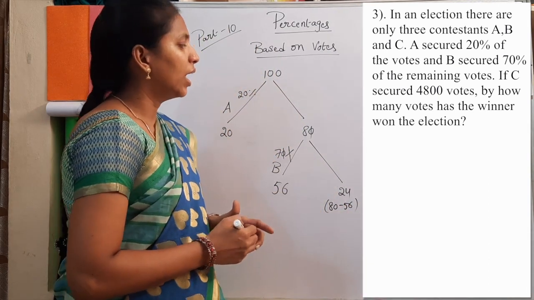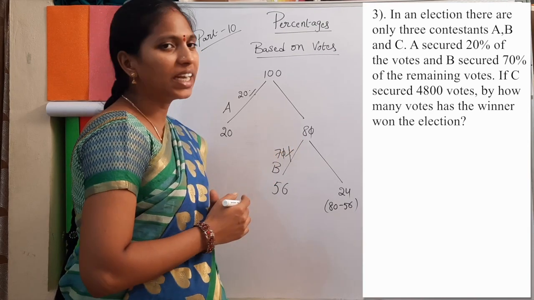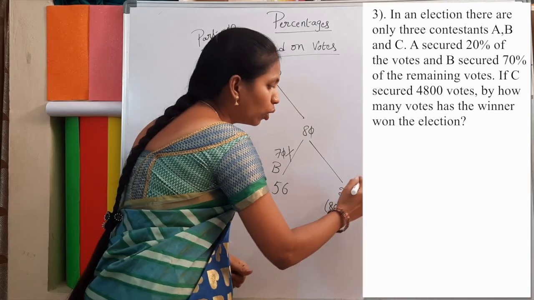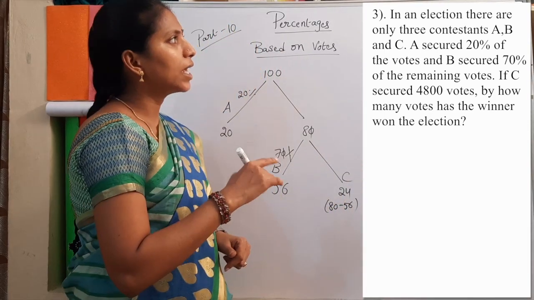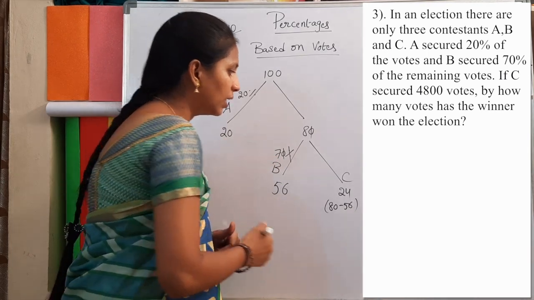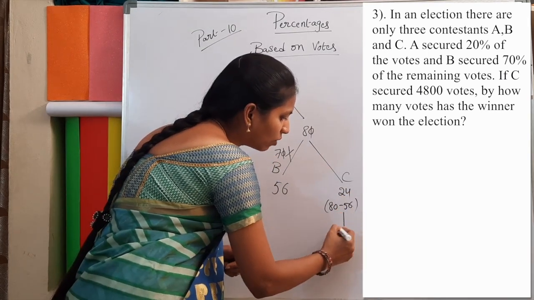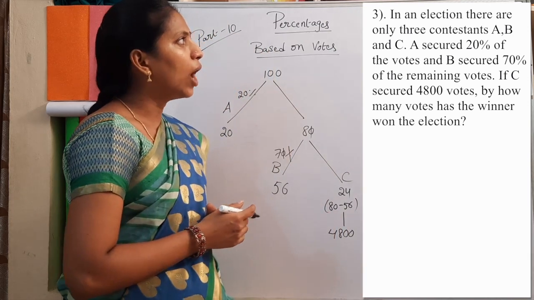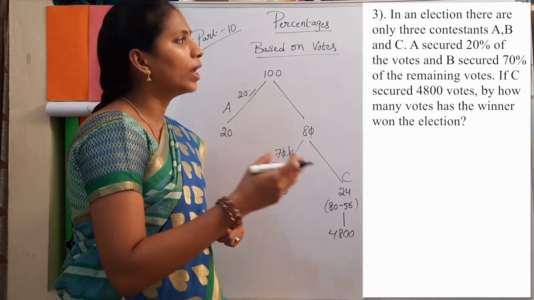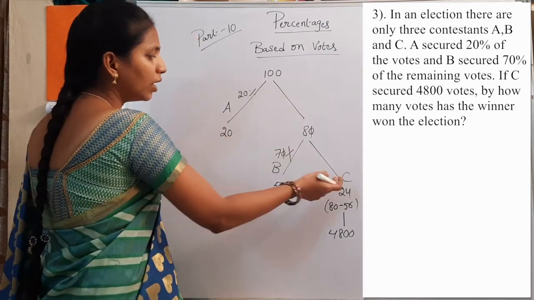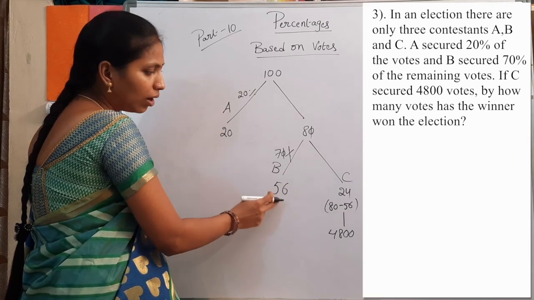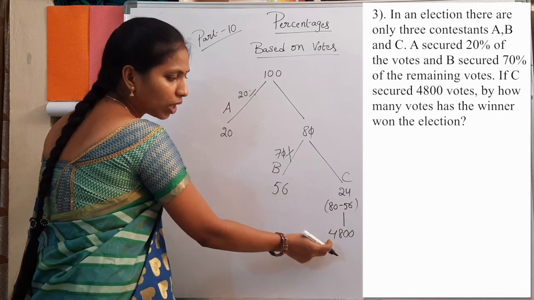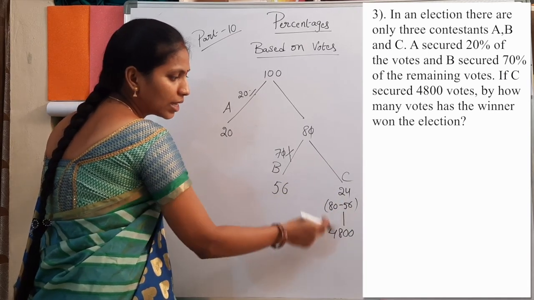See the question. If C secured 4,800 votes, here this 24 is for C. If C secured 4,800 votes, that means the corresponding value of 24 is 4,800. It is given in the question. By how many votes has the winner won the election? Who is the winner? See, A got 20, B got 56 and C got 24. We know the corresponding value of C is 4,800.